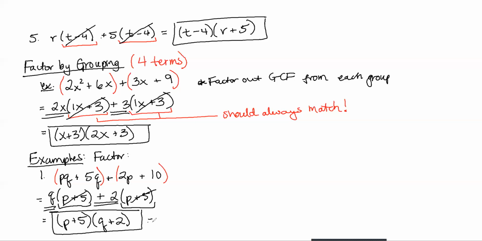And one question that always comes up here is, does it matter what order we put these in? So if you remember with multiplication, multiplication is commutative, which means you can flip this around. Just make sure that your terms are still the same. So we still have to have Q plus 2 and then we still need a p plus 5, but it can be flipped around. That's perfectly fine.